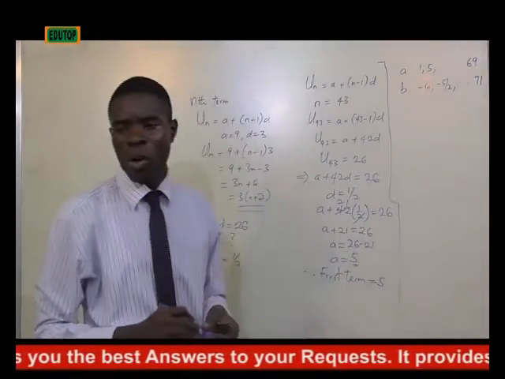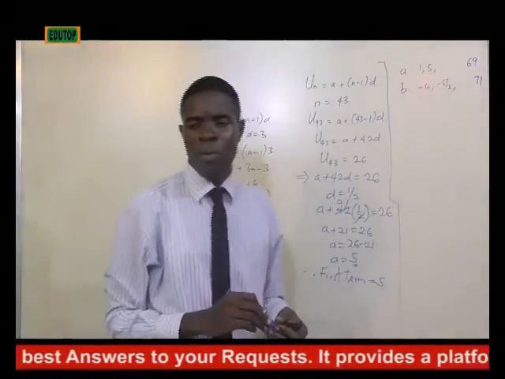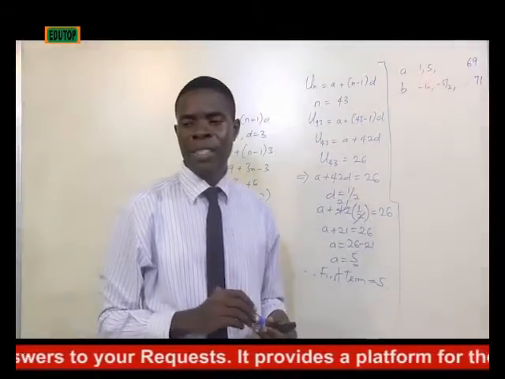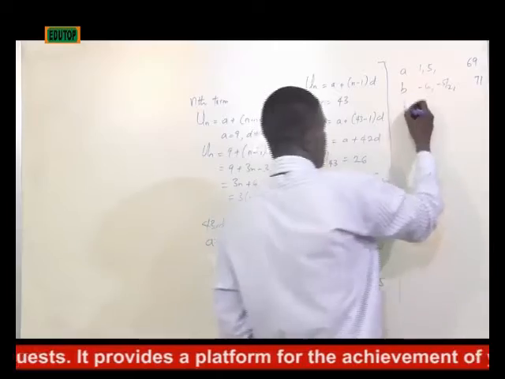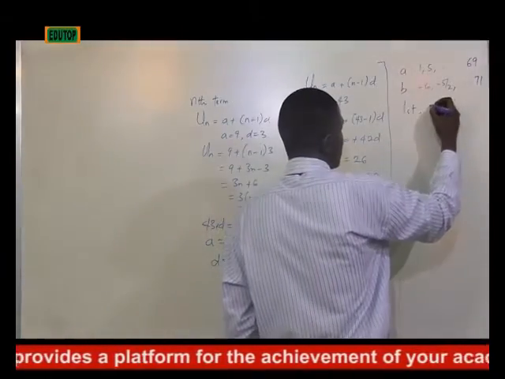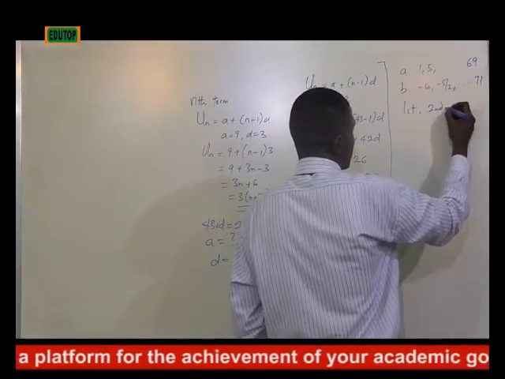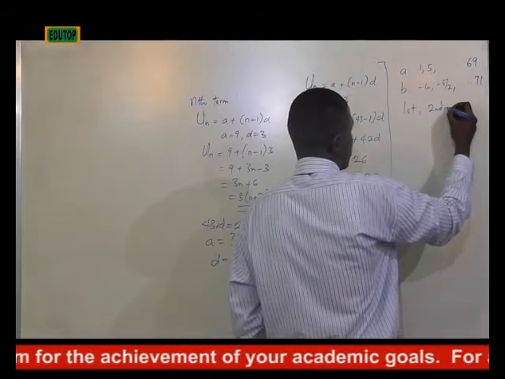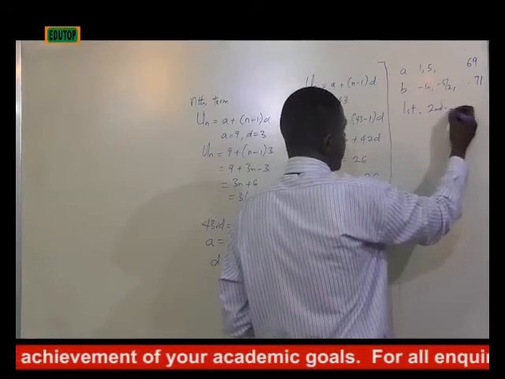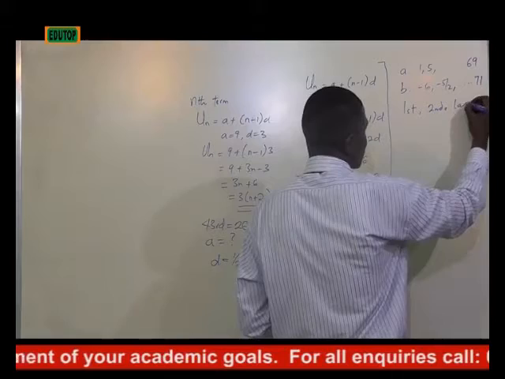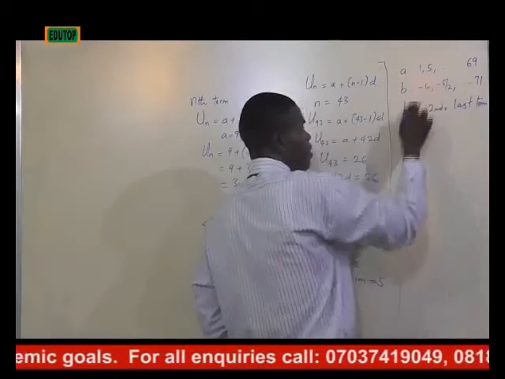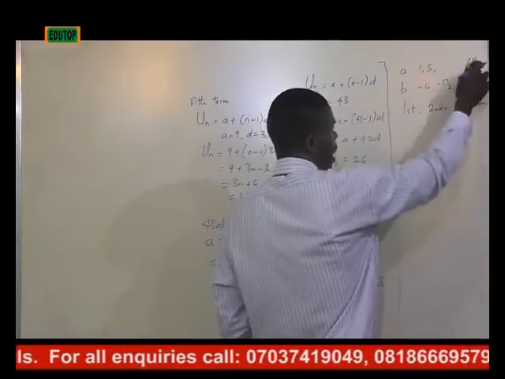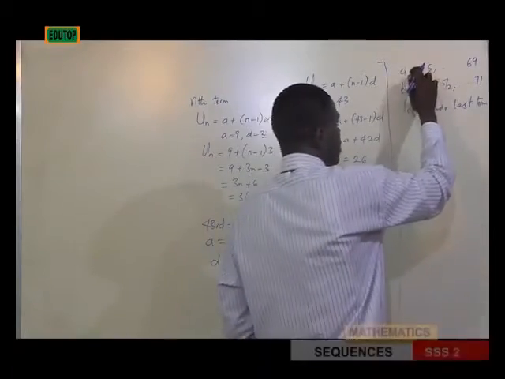So the question asks us to find the first, second, and last term. We are given the first term, the second term, and the last term. The first term is given, the second term is given, and the last term is given for the respective A and B.